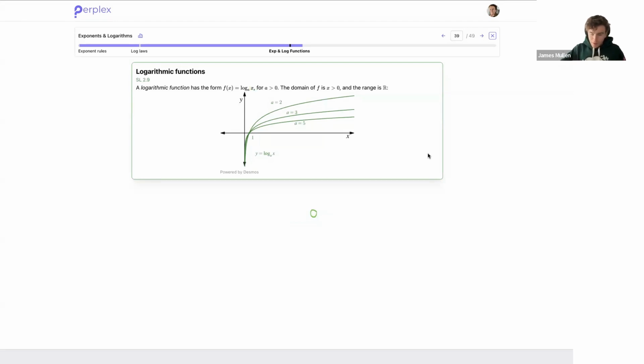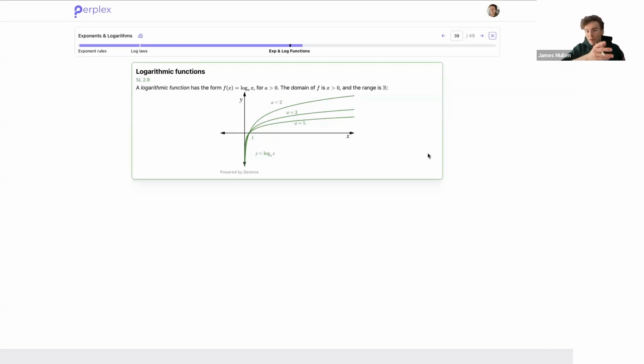And here in this diagram, I've plotted a couple of different log curves, and you can see that the higher the base, the slower the curve increases. So this is log base 5, log base 3, and log base 2. What do they have in common? They go through (1, 0), because log base anything of 1 is just 0, because any base to the power of 0 gives 1.